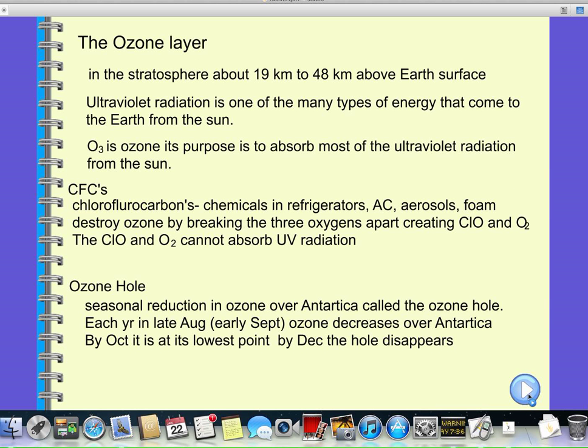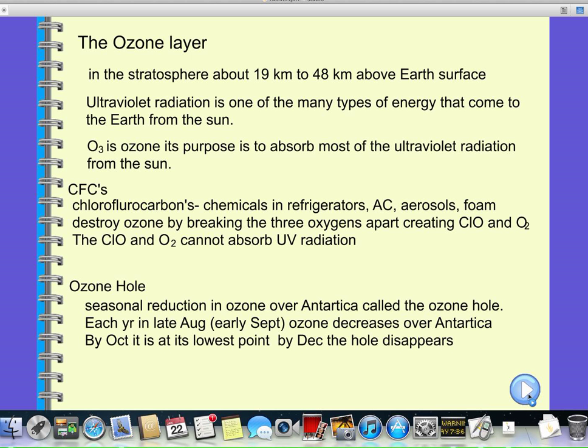Okay, so that ozone layer, we saw that 25-kilometer mark. We know it's in the stratosphere, and it does extend from 19 to 48 kilometers, but it's most concentrated at 25. Now, ultraviolet radiation is one of the many types of energy that the sun is able to send out. The whole purpose of the ozone is to absorb most of the ultraviolet radiation from the sun. Well, ozone's O3.